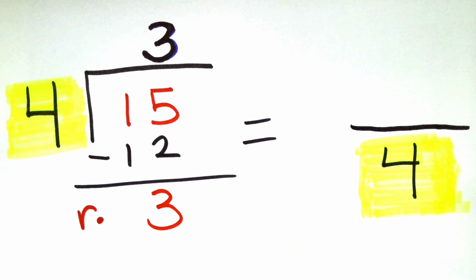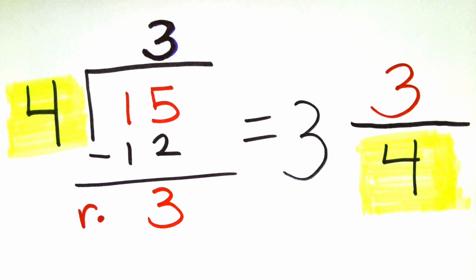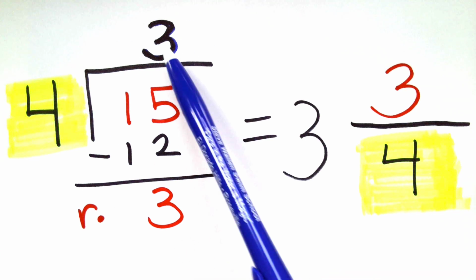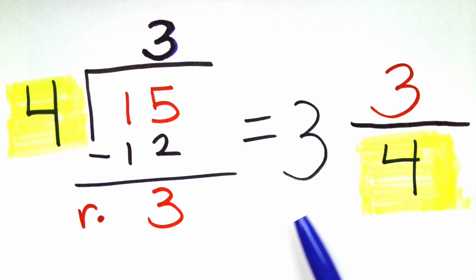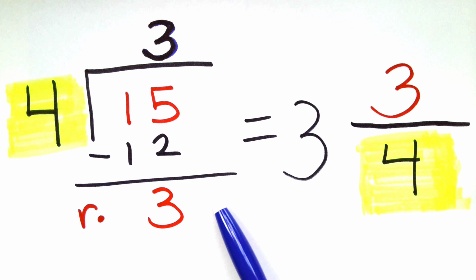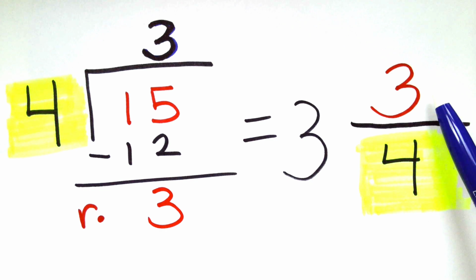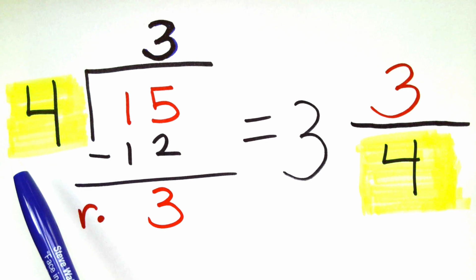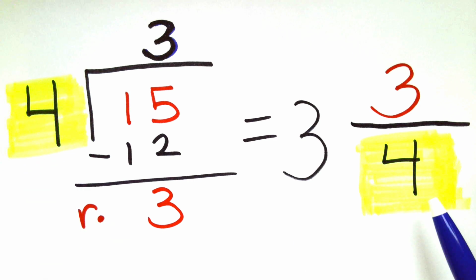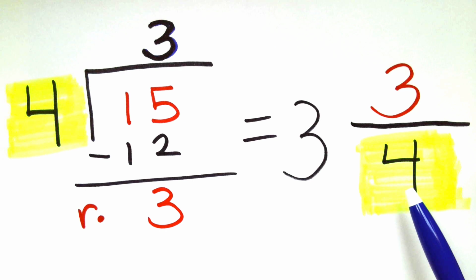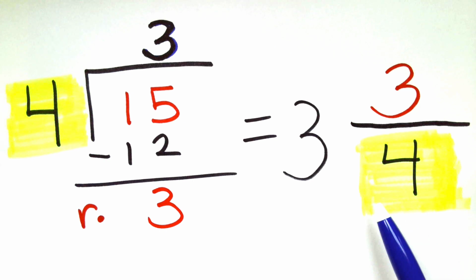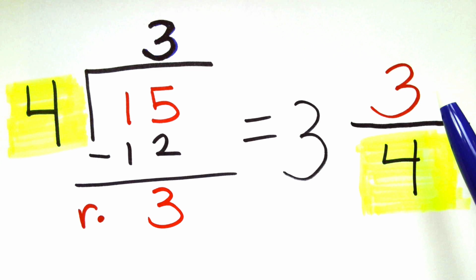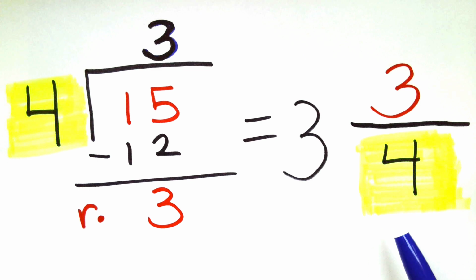In 3, 2, 1. Okay, so as you can see here, the number above the divisor bar will be our whole number 3. The remainder is going to be your new numerator, 3. The numerator is the top number. And the denominator, the original denominator 4, will stay the same. So 15 fourths as a mixed number is 3 and 3 fourths.